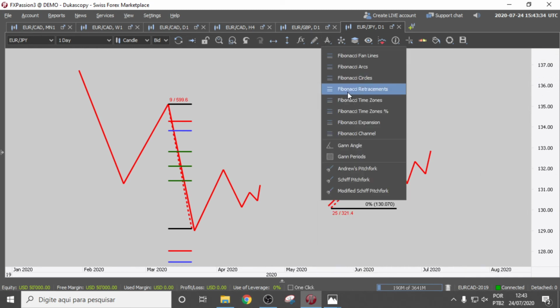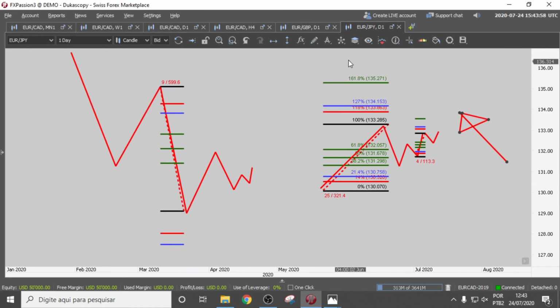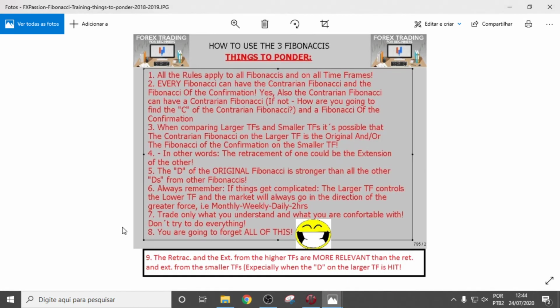And you are going to enter a trade on the original Fibonacci, or maybe you are going to enter a trade on the Fibonacci of the confirmation, because Passion said that I need to trade extensions. So I entered into an extension, right, and I lost. And I'm going to do this 1, 2, 3 times, and I'm going to call FXPassion on the phone, and I'm going to tell him this BS doesn't work. It works, everybody. You need to learn the rules. The retracement of the higher time frame is more relevant than the extension of the smaller time frame.